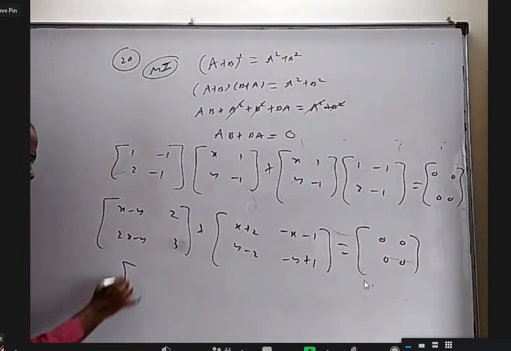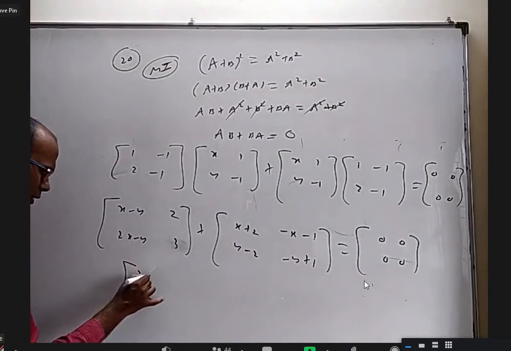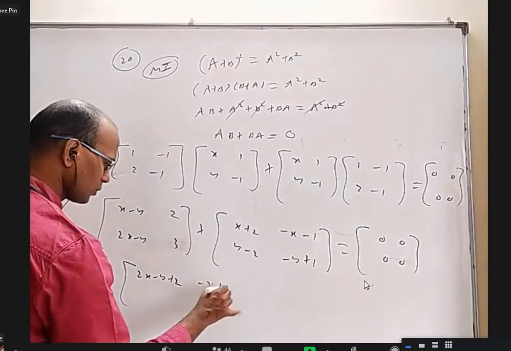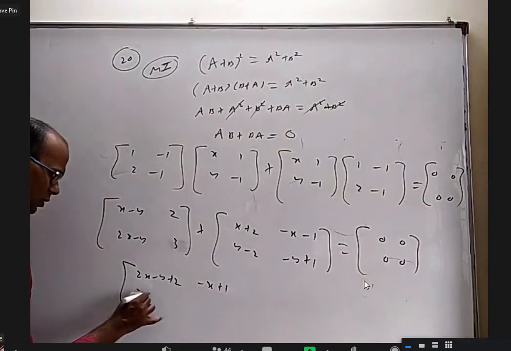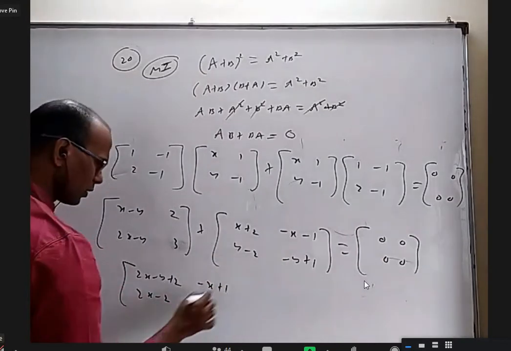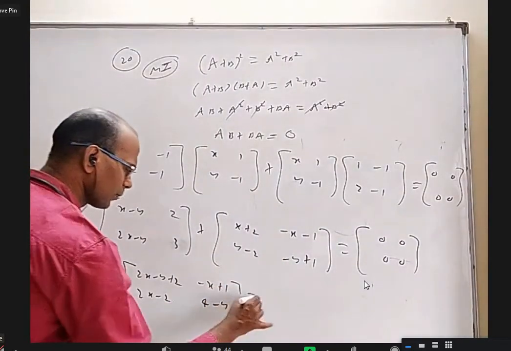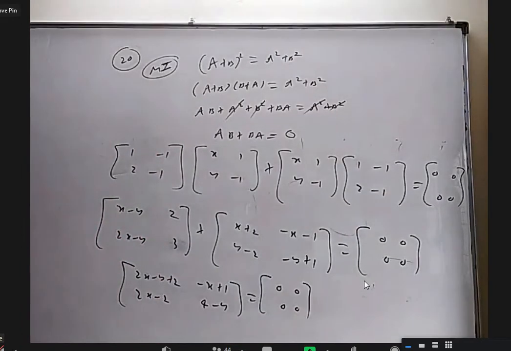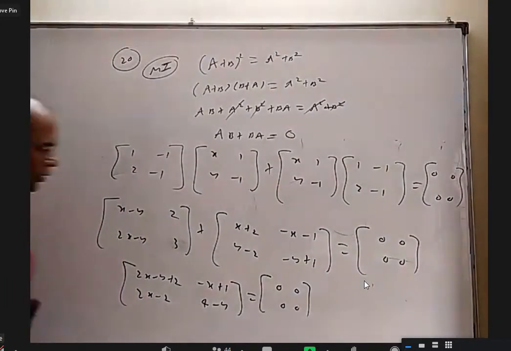When I add them now, this plus this is 2x minus y plus 2. This plus this is minus x plus 1. This plus this is 2x minus 2. This plus this is 4 minus y is null matrix. I'll get 4 equations but 2 unknowns. I think all will give me the same value. This will give me y equal to 4.